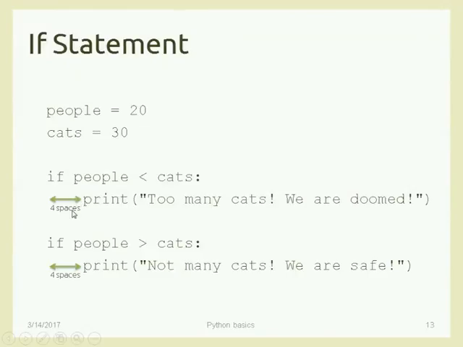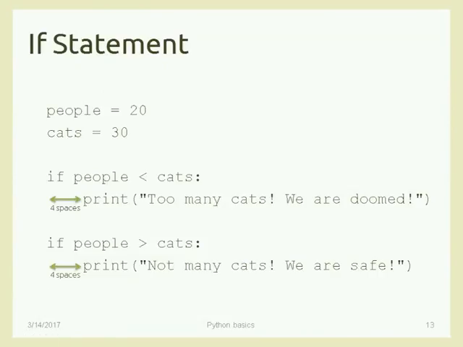If inside here you have another if, you have again four other spaces on the right and your other statement. So what does this program do? This program creates two variables, people equals 20 and cats equals 30, and says, if people is less than cats, then print, we are doomed. Then it will execute, if people is greater than cats, then print, we are safe. So in this case, if we run this program, we have 20 people and 30 cats. The program arrives here and says, if 20 is less than 30, that is true, so it will print, we are doomed. Then the program tries to execute this one and says, if 20 is greater than 30, that is false, then it skips the content of this if and terminates because no other instructions are present in this program.